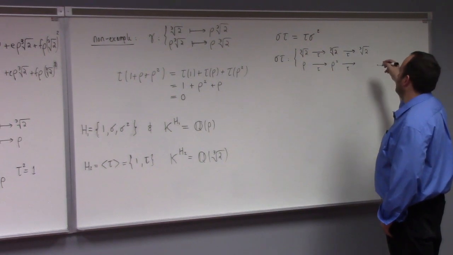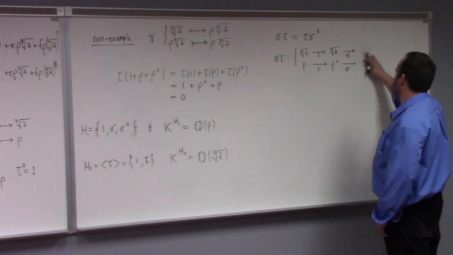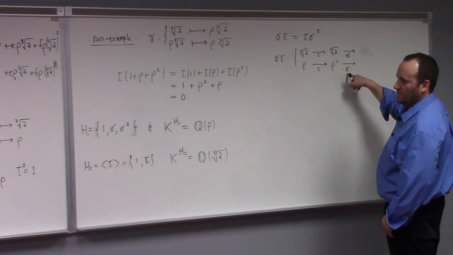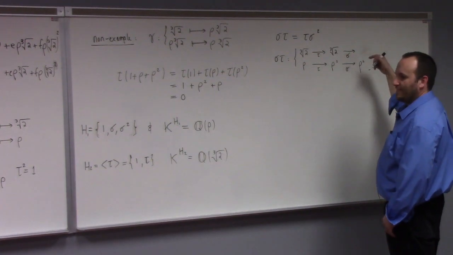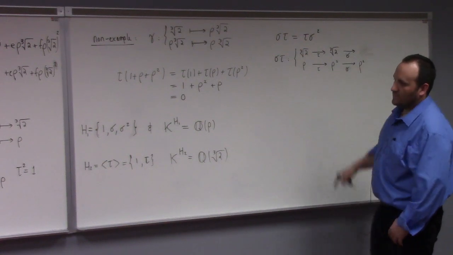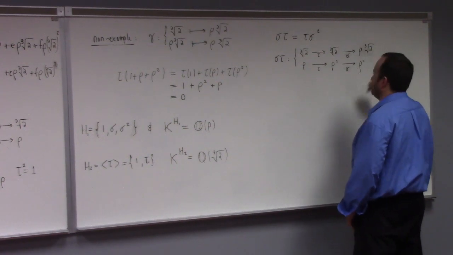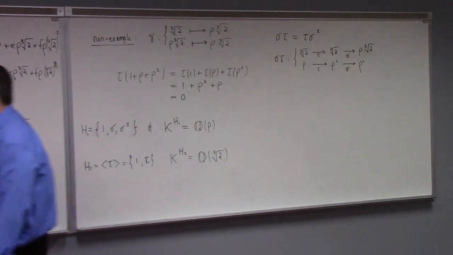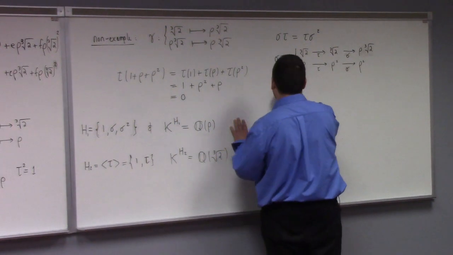Oh, good grief. What have I done? I'm supposed to do sigma. So sigma fixes rho squared, doesn't it? Yeah, wonderful. And then sigma maps that to rho times the cube root of 2, right? All right. And then we can go through the same thing for tau sigma squared.